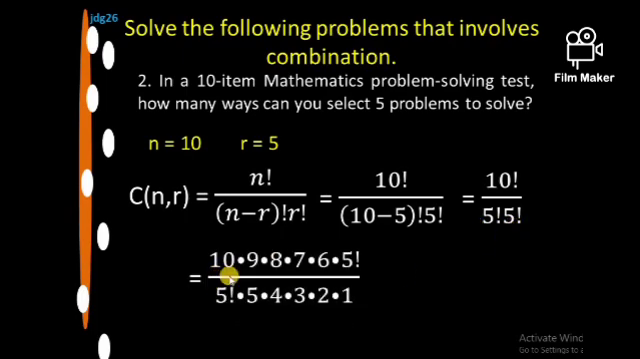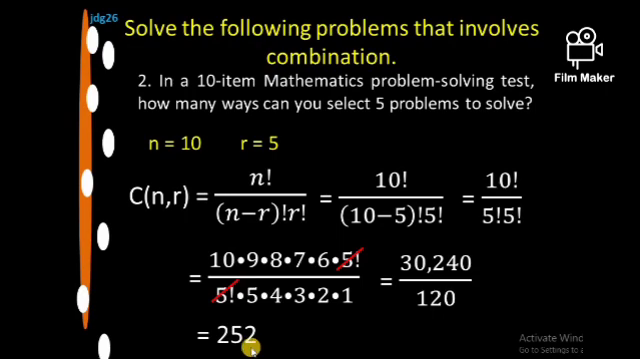Then expand na. 10 times 9 times 8 times 7 times 6 times 5 factorial. Pwede nang mag-stop. And then yung isa pang 5 factorial, expand natin. 5 times 4 times 3 times 2 times 1. Cancel na si 5 factorial. And then lahat ng natira, i-multiply natin. So 10 times 9 times 8 times 7 times 6 is equals to 30,240. And 5 times 4 times 3 times 2 times 1 is equals to 120. Divide na lang natin. 30,240 divided by 120 is equals to 252. So, ang final answer natin will be 252 ways.